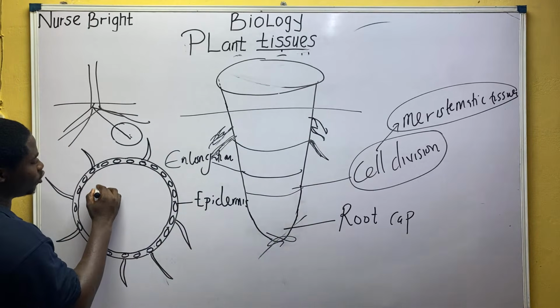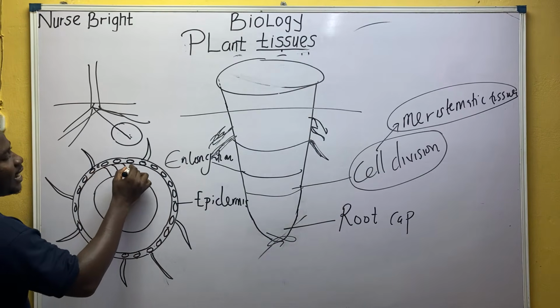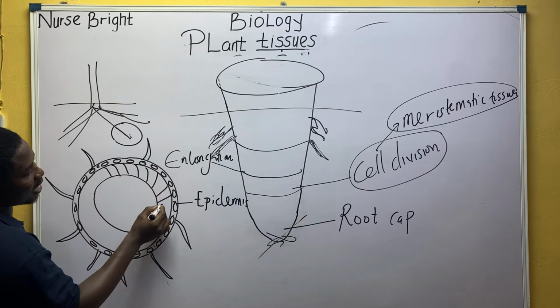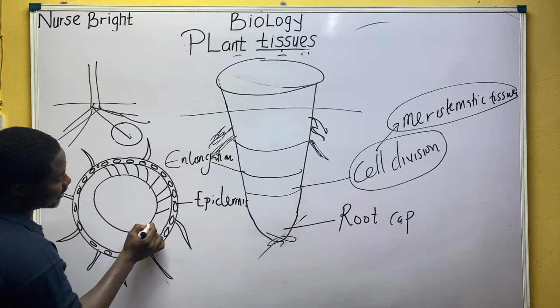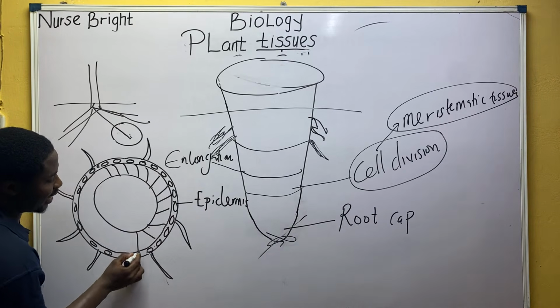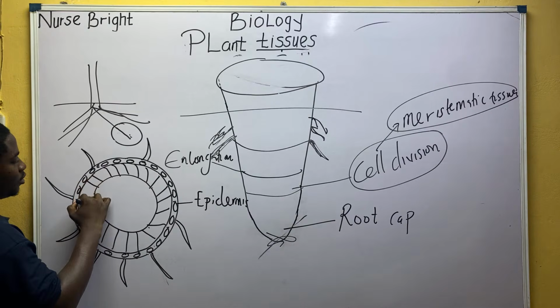So for the next one, I want to draw another ring. This one basically contains something, I'll tell you the name, what this is called. Just pay attention, I'm going to tell you what this is called. They call it something. Just wait.